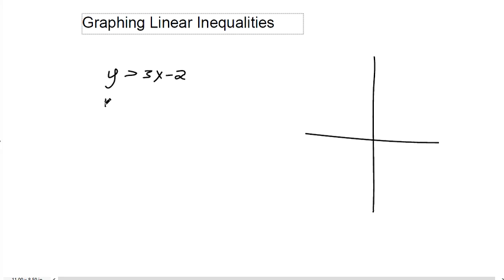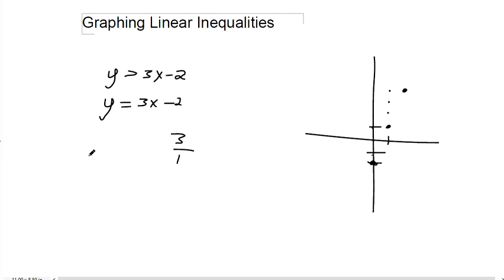So when you're trying to graph an inequality, temporarily just pretend it's a regular old equation and graph it, okay? This is in slope-intercept form. Y-intercept of -2, a slope of 3. A slope of 3 means we rise 3, run to the right 1. Rise another 3, run to the right 1.